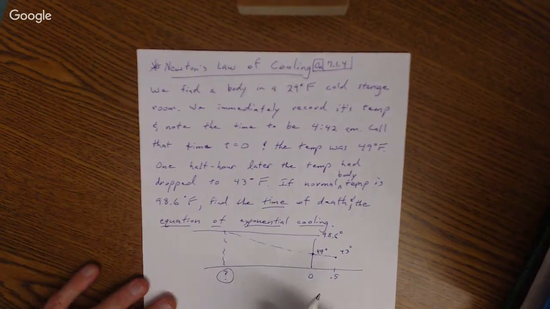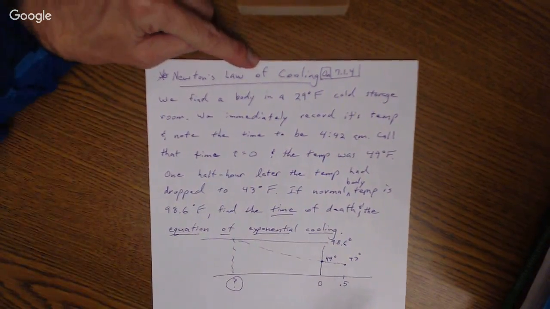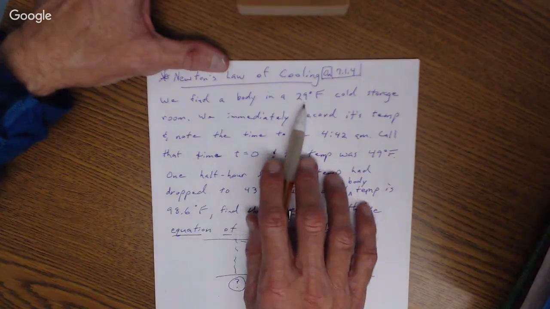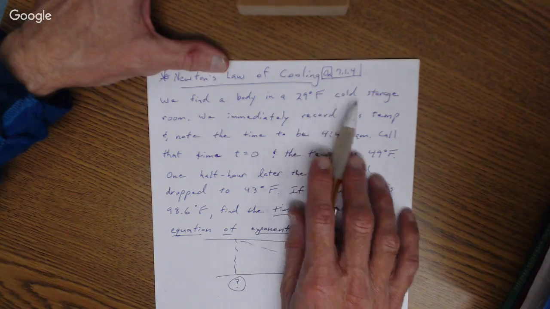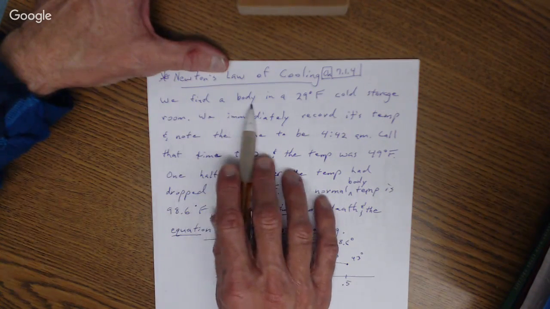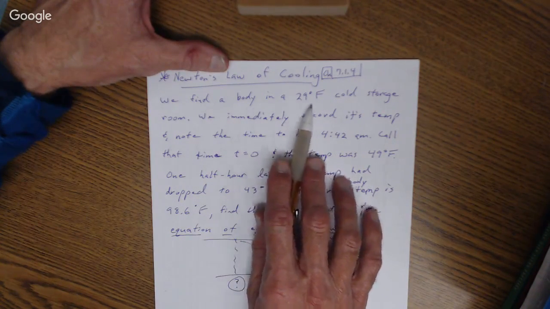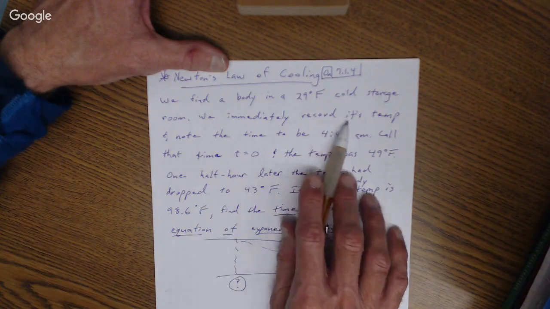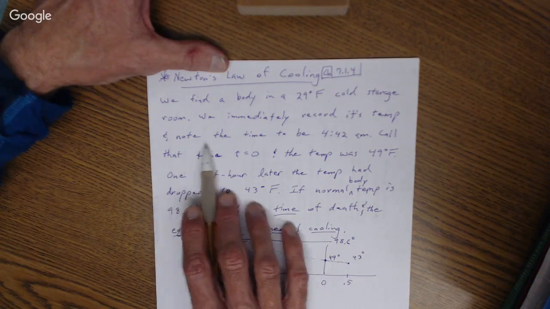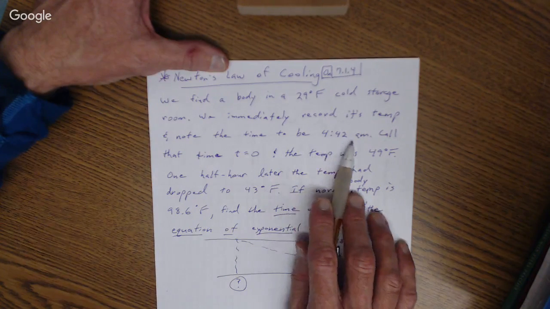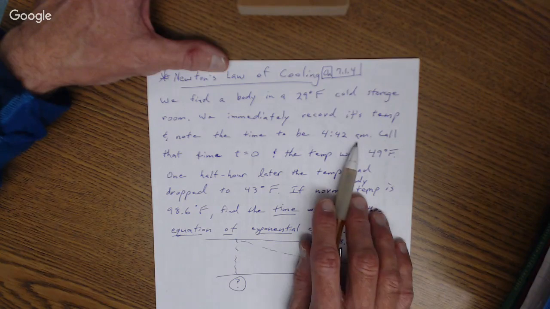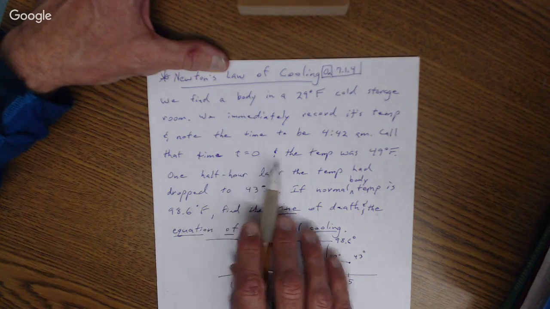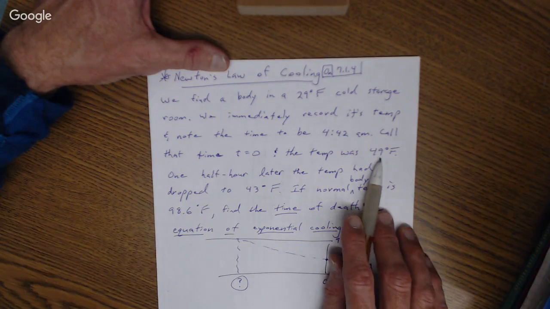All right, let's do a Newton's Law of Cooling problem. We did this problem today in class. There's a 29-degree Fahrenheit cold storage room, and we find a body in there. So the ambient air temperature is 29 degrees Fahrenheit. We immediately record the body's temperature and note the time to be 4:42 a.m., early in the morning. We call that time t equals 0. And the temperature at that time was 49 degrees.